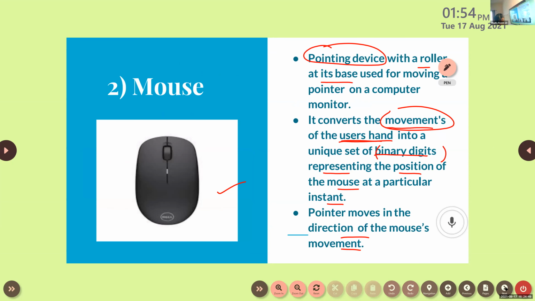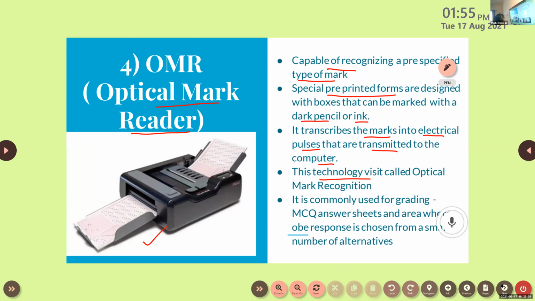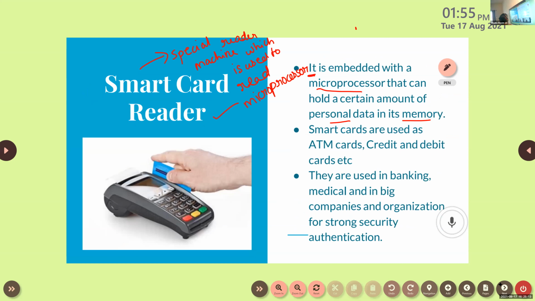So today we have just discussed about keyboard, isn't it? Then we have learned about mouse, which is a pointing device. After that, light pen is also a pointing device, which is used to select anything on the computer screen by simply pointing at it. This is OMR. Please do learn the full form of OMR. It stands for Optical Mark Reader. Smart card reader, what is that? It is a special reader machine which is used for reading microprocessor cards. Smart cards can be used as ATM cards, debit cards or credit cards.